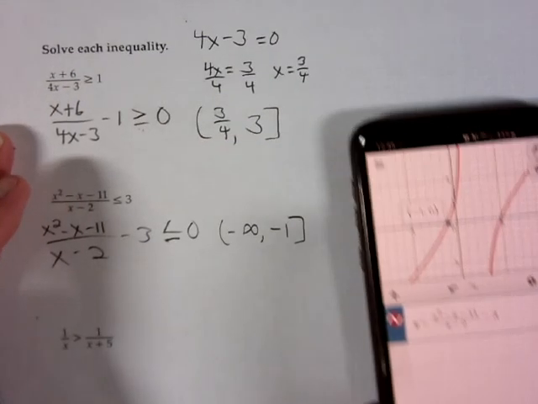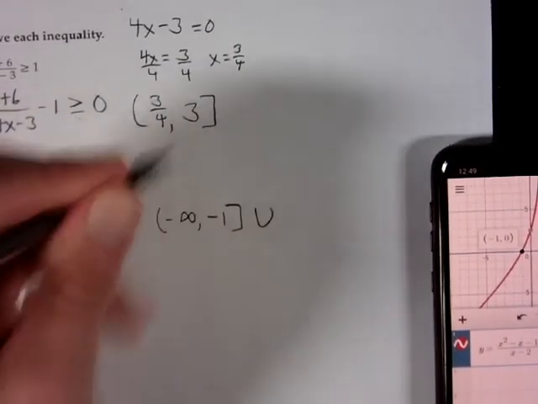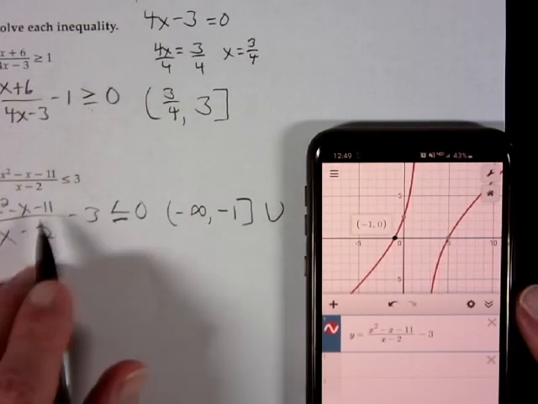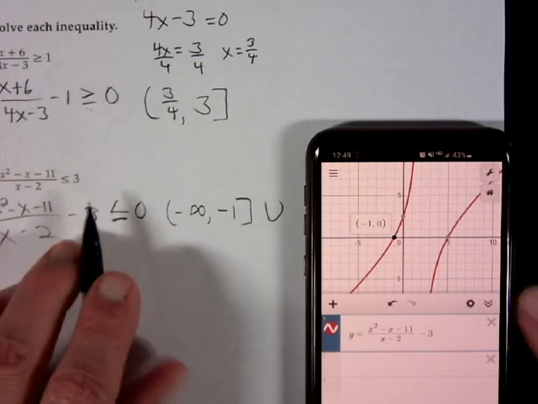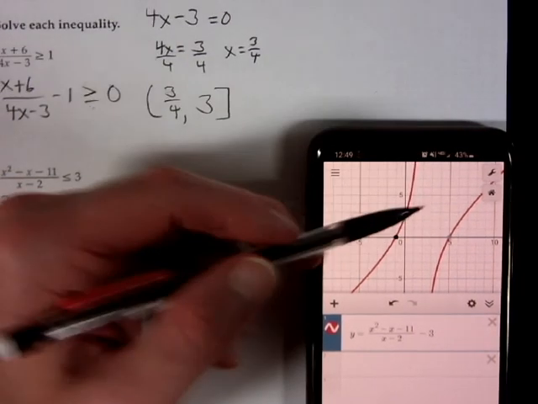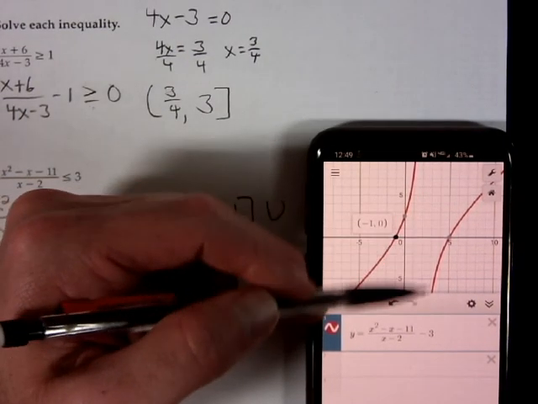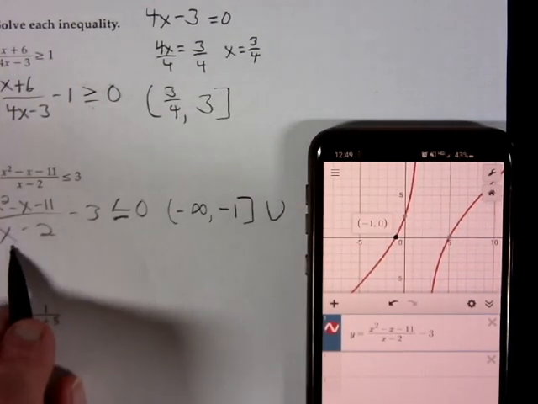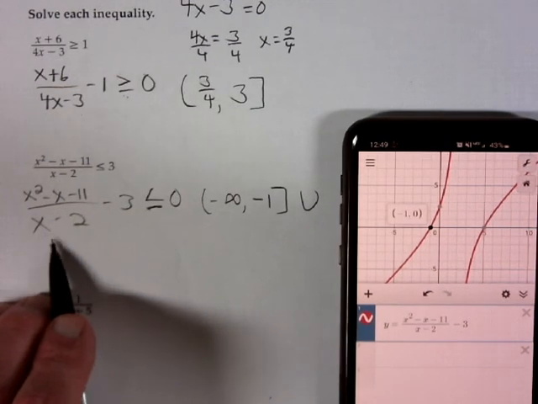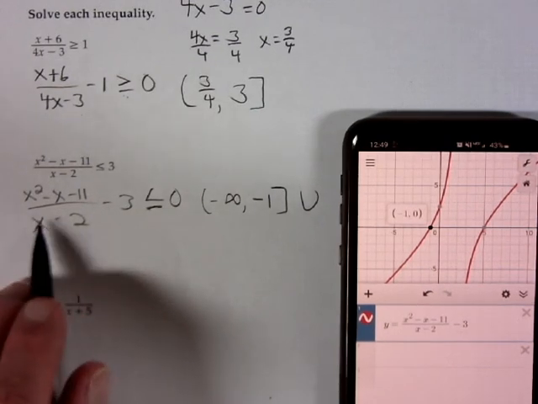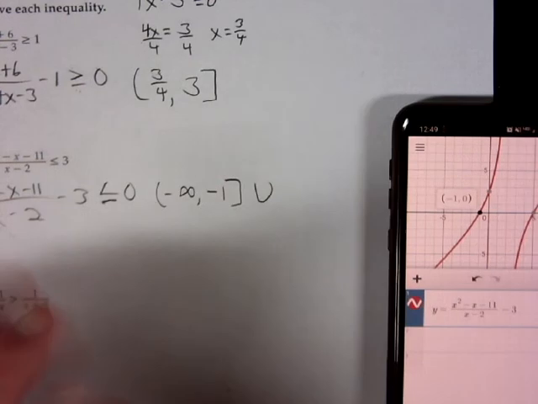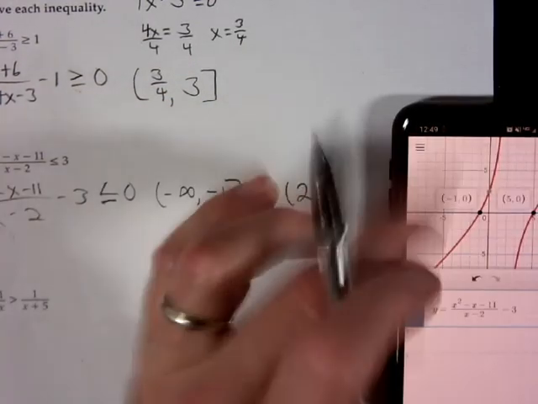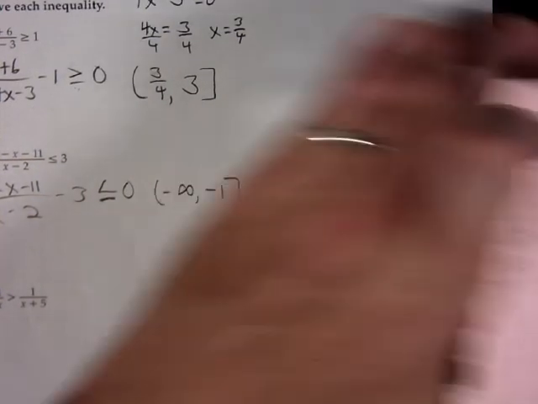Okay? Now I'm going to union that with another interval because there's another place where it becomes, once again, less than or equal to 0. And that's going to be from wherever this asymptote is, right? It's hard to tell by the graph. But we can tell because it would be the place where the denominator here is 0. Well, that would be at positive 2. And so that's going to be now from positive 2 over to 5. Positive 2 to 5.